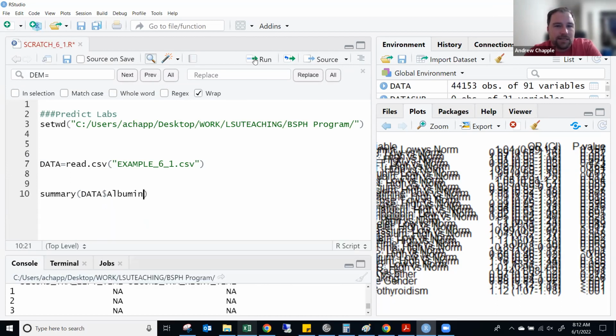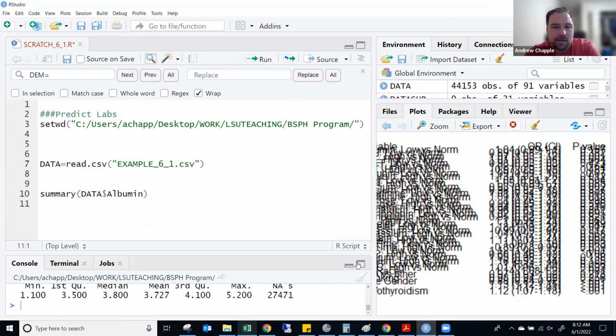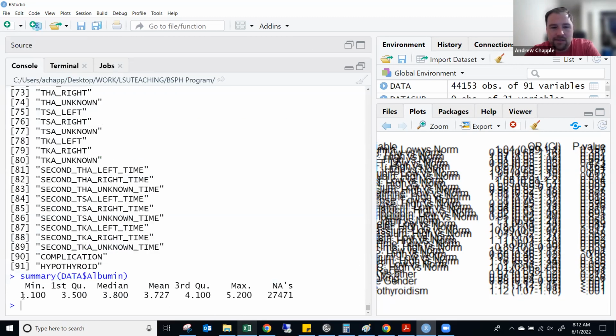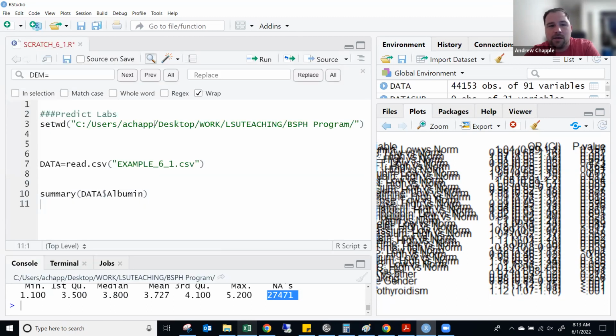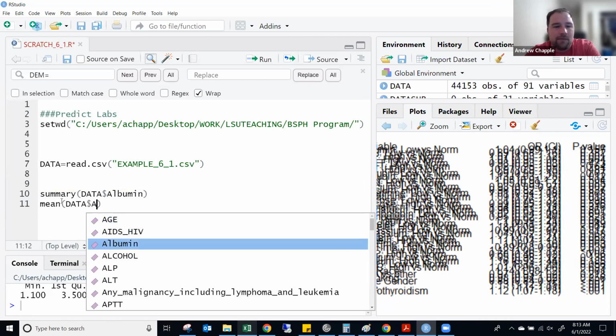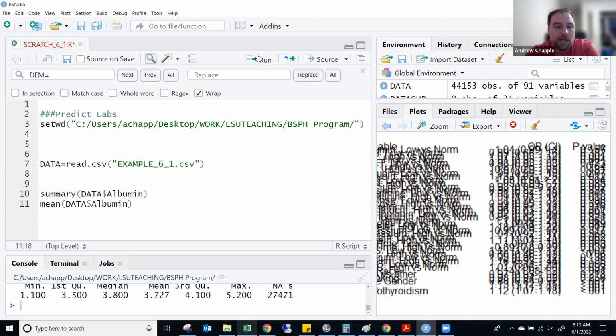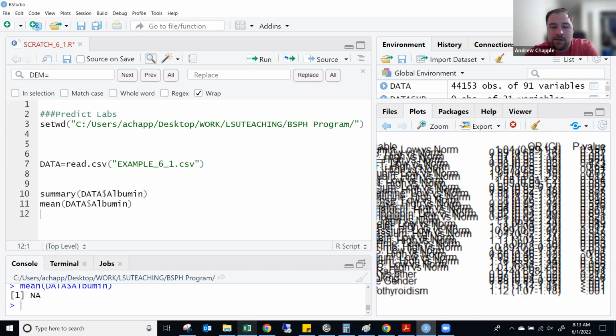Okay, so now I'm indexing the albumin data. I can see right in this data set, this is my minimum, this is my first quantile, this is my median, this is my mean, this is my third quantile, this is my max, this is the number of NAs that I have here. If I do a sum or mean here, just to get that by itself, I'm going to get a missing value. The reason for that is I have missing values.